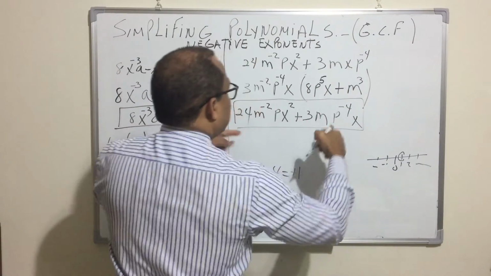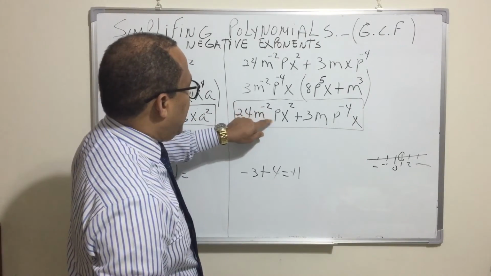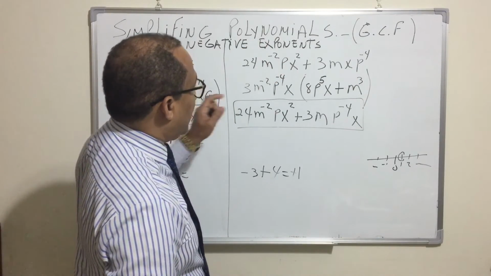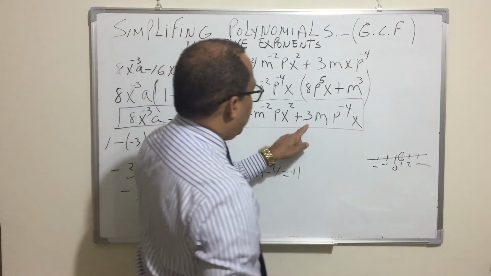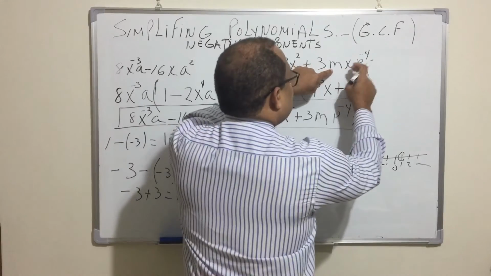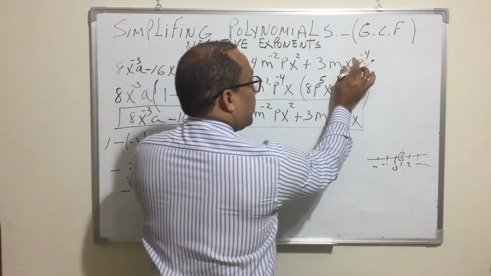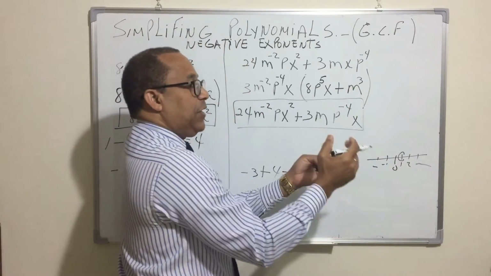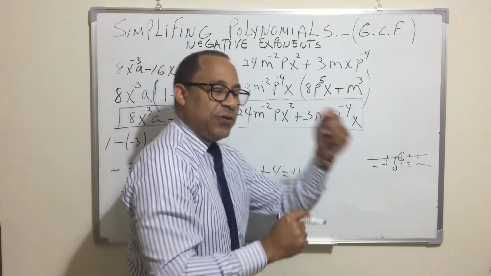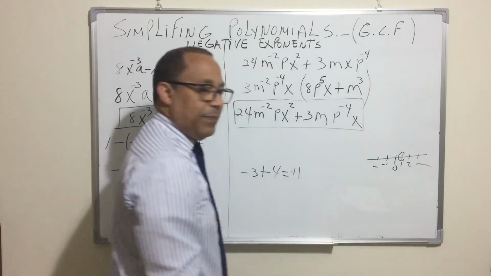If this result is the same as this one, then it is correct. It is 24m to the negative 2px to the second. 24m to the negative 2px to the second. Yes, so far. Plus, yes. 3mp to the negative 4x, which is 3mxp to the negative 4, is still the same, because we know that multiplication is commutative. Xp to the negative 4 and p to the negative 4x is the same. It's like 4 times 5 is 20 and 5 times 4 is 20. So this result and this one are the same.